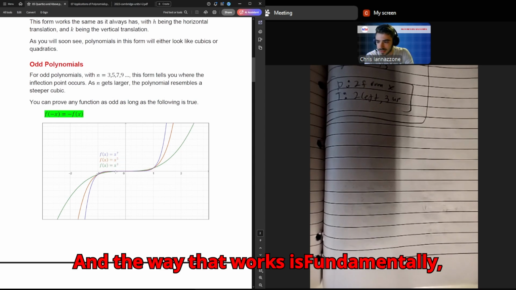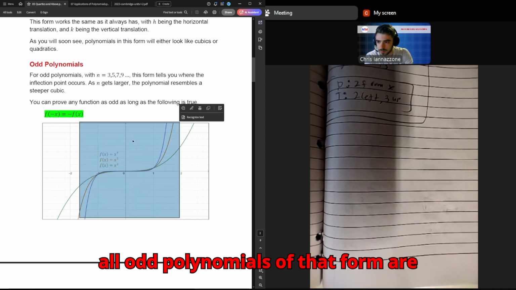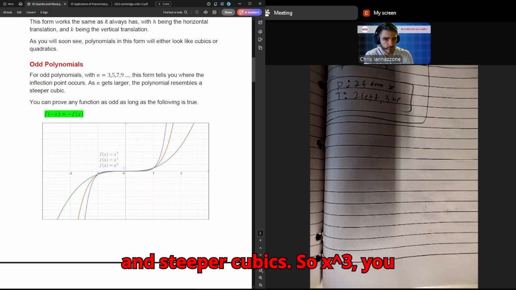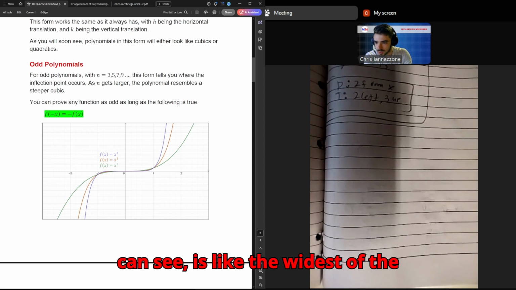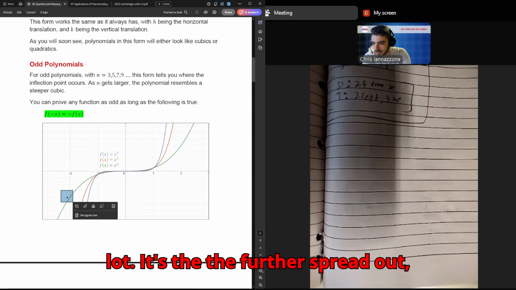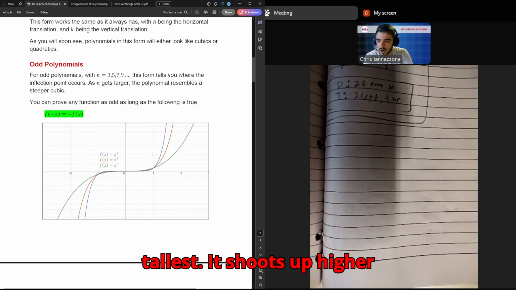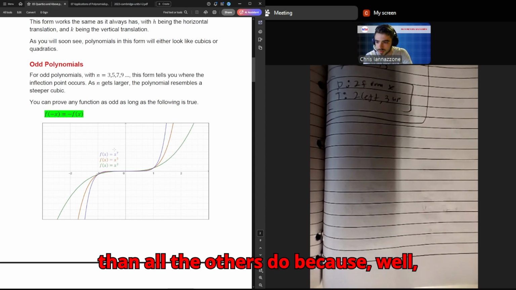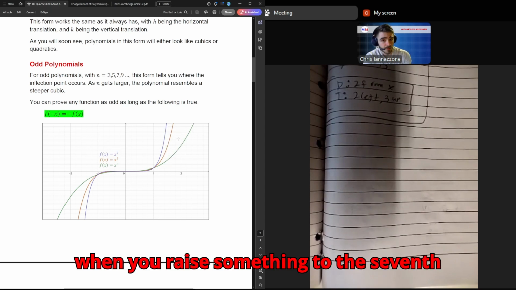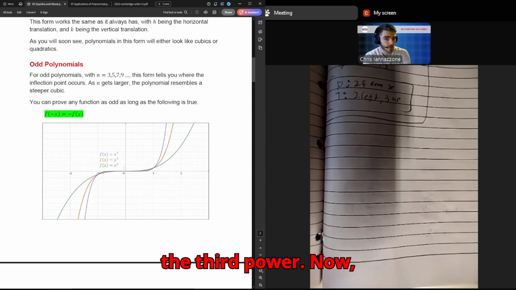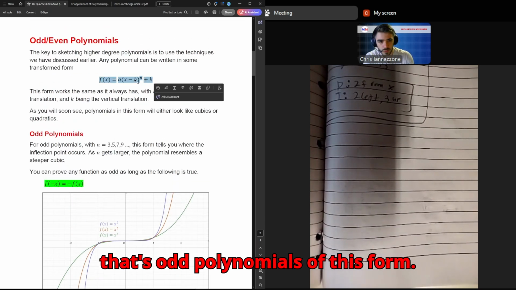And the way that works is fundamentally, all odd polynomials of that form are going to effectively look like steeper and steeper cubics. So x cubed, you can see, is like the widest of the lot. It's the furthest spread out, it's the green one. And then x to the power of 7 is the tallest. It shoots up higher than all the others do because, well, when you raise something to the 7th power, it is going to be a lot bigger y value than if you had just raised it to the 3rd power. Now, that's odd polynomials of this form.